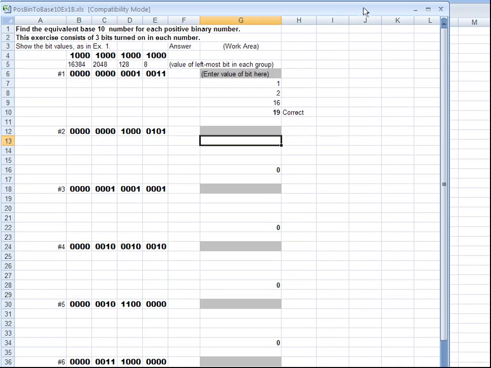Hi there. Here we are with the second of the binary exercises. Chose one that's a little bit more difficult just so that you can get a good look at it.